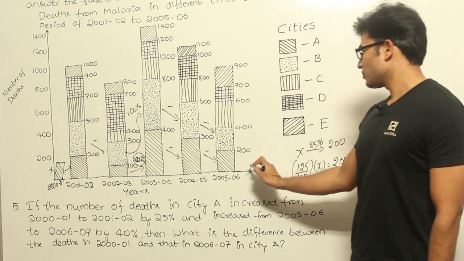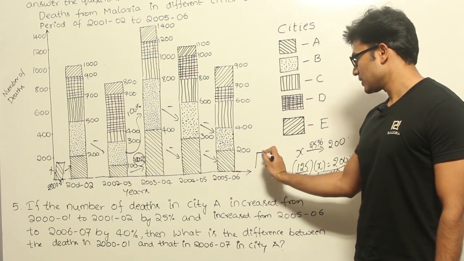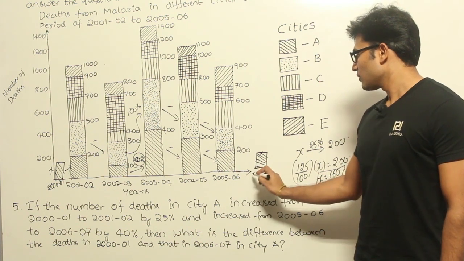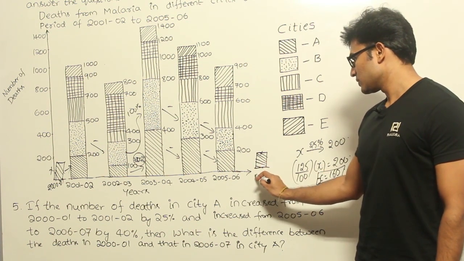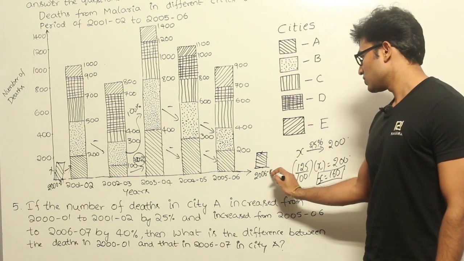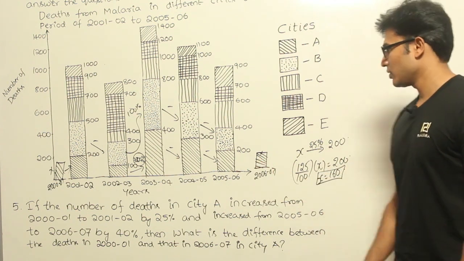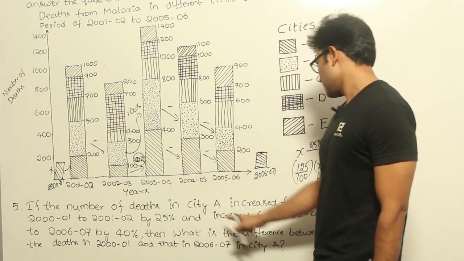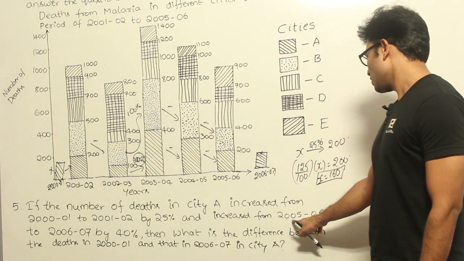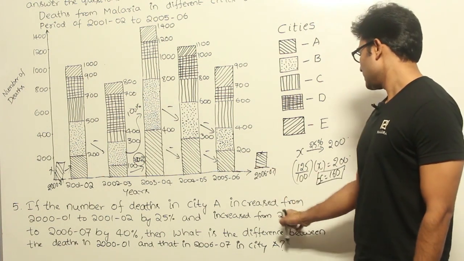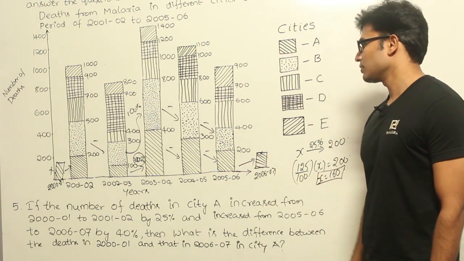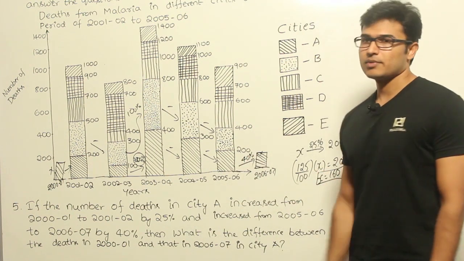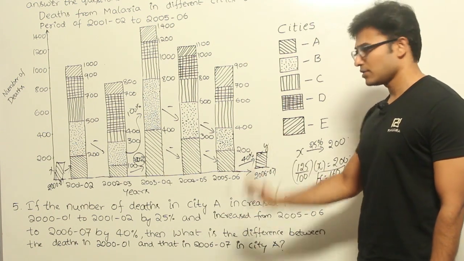Now similarly, we are supposed to find out the number of deaths in city A from 2005 to 6 to 2006 to 7. So from here to here we are supposed to find out. In order to find it out, they are giving that it has increased from 2005 to 6 to 2006 to 7 by 40%, which means there is an increase of 40%. I don't know what its value is. Let me assume that its value is y.